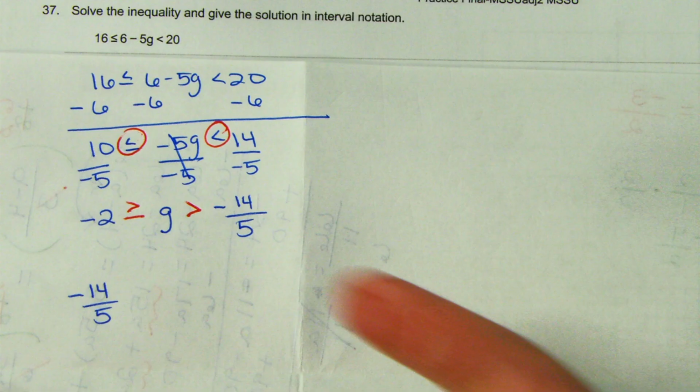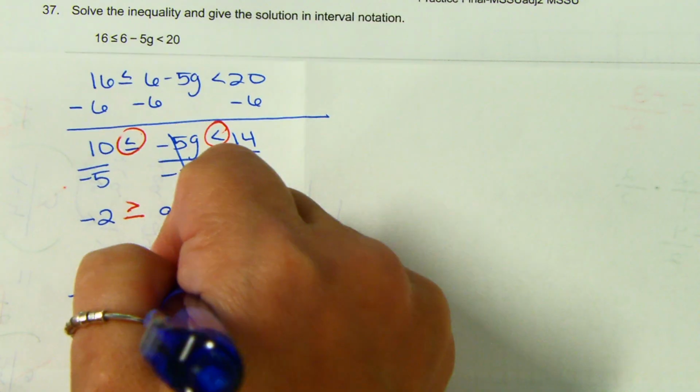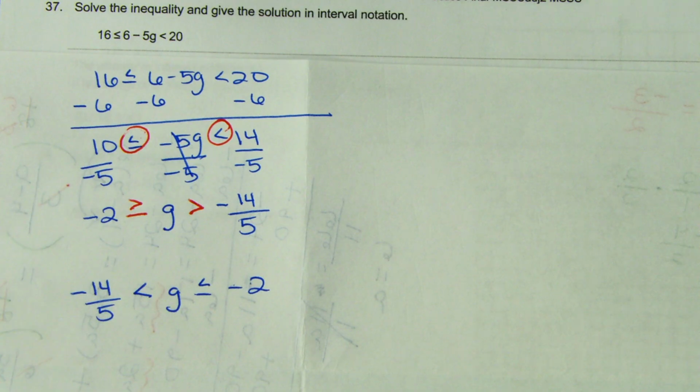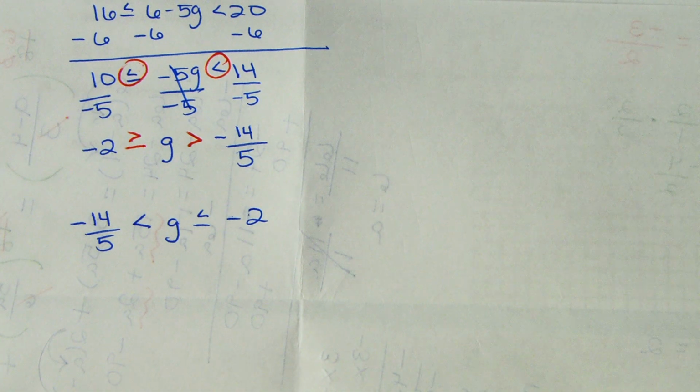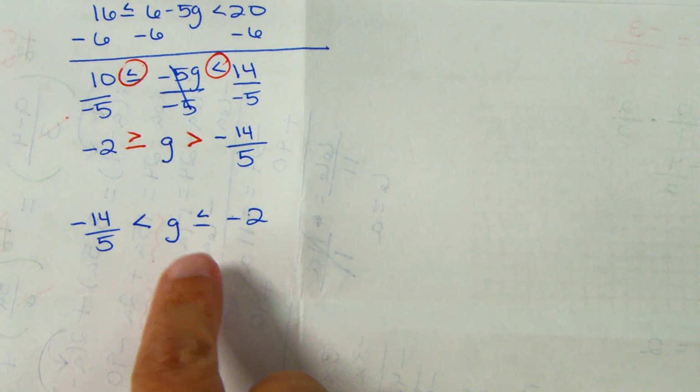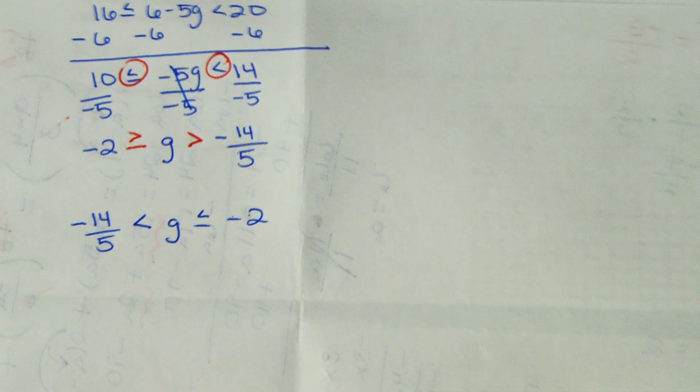And when I put that then in my interval notation, that means I'm going to have the -14/5 on the left and the -2 on the right. Since g is strictly greater than this -14/5, I use a parenthesis. And since g can be equal to -2, I'm going to use a bracket.